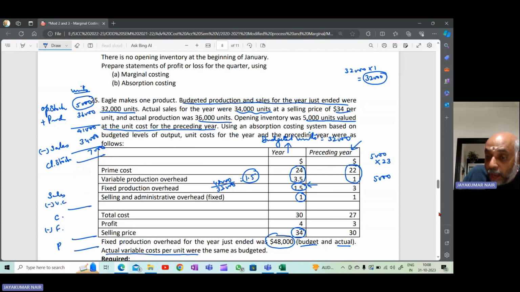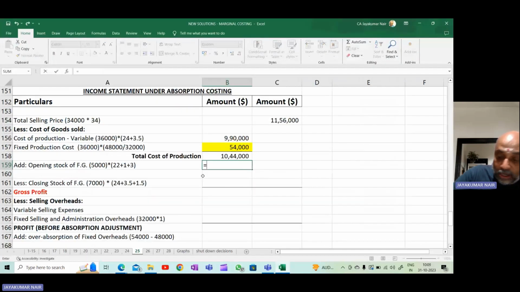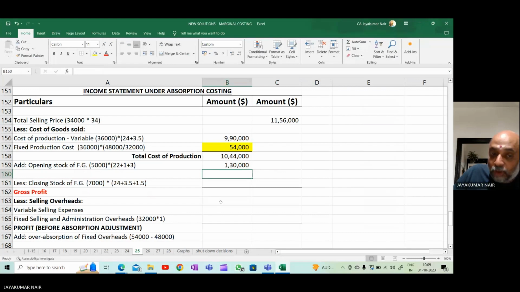Now we have to value the 5,000 under absorption costing. In absorption costing, we don't take only the variable, we also take the fixed production cost. So 22 plus 1 plus 3: 22 plus 1 is 23, 23 plus 3 is 26. So this is multiplied by 26, the opening stock, 5,000 into 26. Remember, in absorption costing, we take the variable cost as well as the fixed production overheads for the valuation of inventory. So opening stock is 1,30,000; add it up.